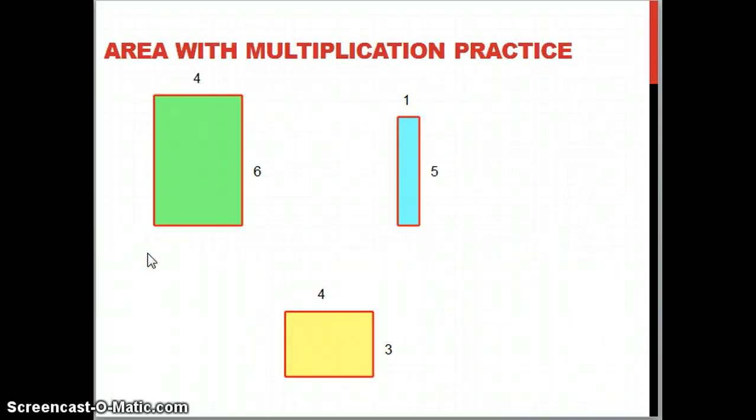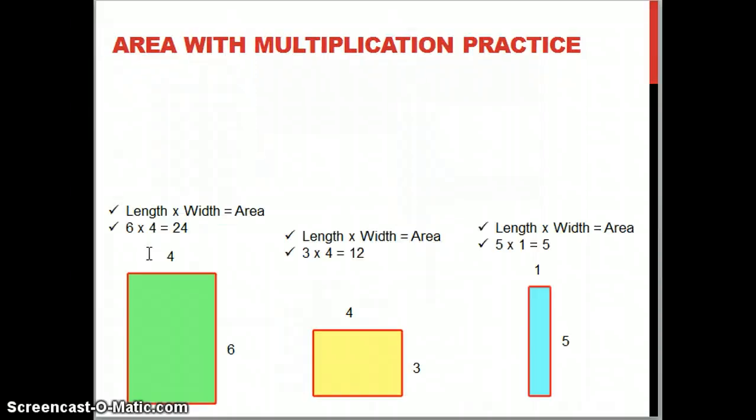So now for some more practice, I want you to take as much time as you need and practice using the formula with multiplication for these rectangles. This rectangle has a length and a width of 6 and 4. 6 times 4 is 24. The area of this rectangle is 24. The length and width of this rectangle is 3 and 4, so the area is 12. And the length and width of this rectangle is 5 and 1, and so the area, 5 times 1, is 5.